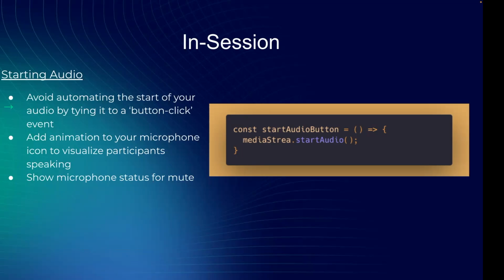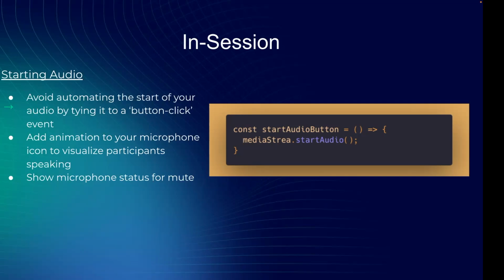You want to avoid automating the start of your audio, and you can avoid the automation by tying your start audio function to an event. Making sure that is triggered by an event, and that event could be a button click, right? The button click allows for user interaction. A user may click the button join audio, and that's going to trigger the start audio function. You want to make sure this isn't happening automatically, and that there is some user interaction to start our audio.